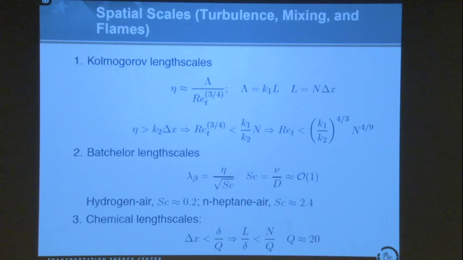And also for scalar fields, the Batchelor scales are the comparable analog of the Kolmogorov scales for momentum. The Batchelor scales for gaseous fuels of interest, for example hydrogen air, have a Schmidt number, which is the ratio of kinematic viscosity to the mass diffusivity, of about 0.2. And heptane air has a Schmidt number on the order of 2.4. Most of these are of the order of unity. And so the length scales required to resolve both the scalar fields as well as the turbulence fields are comparable.